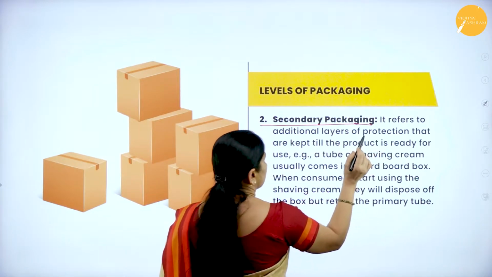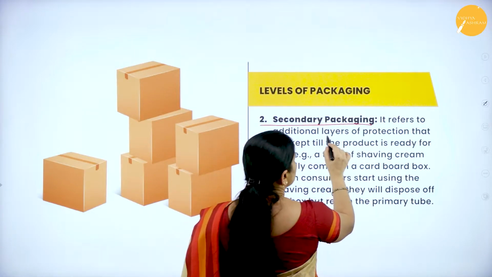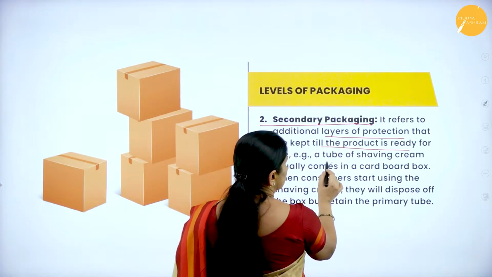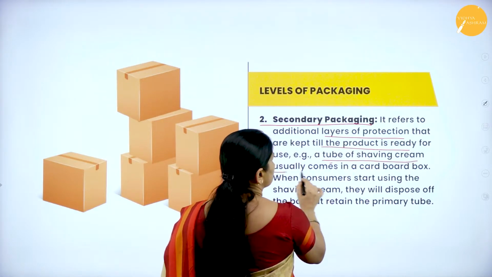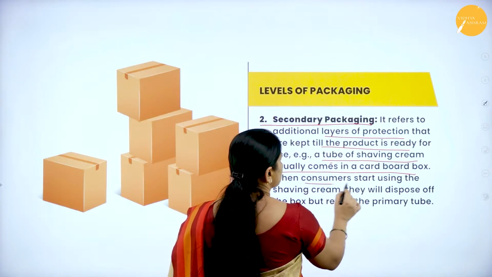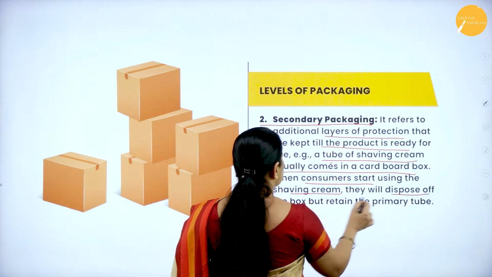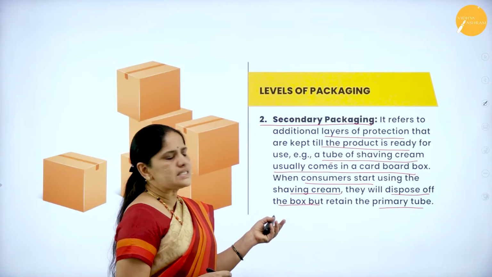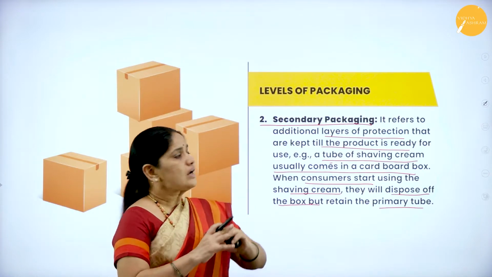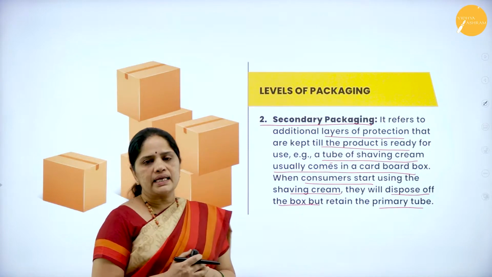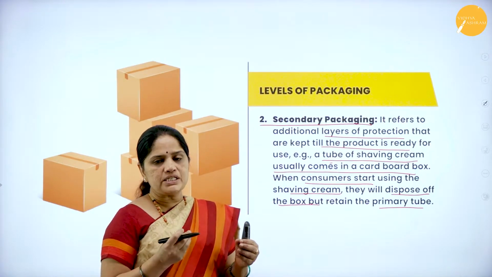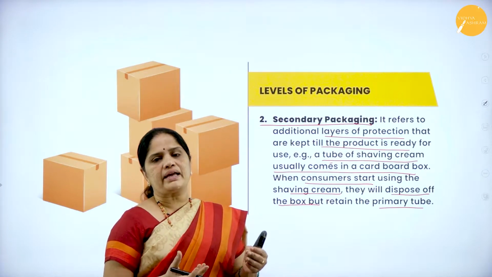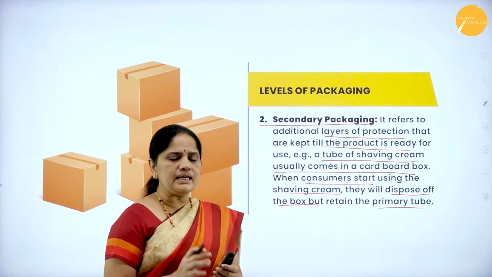What is this secondary package? It refers to the additional layers of protection that are kept till the product is ready for use. For example, a tube of shaving cream usually comes in a cardboard box. When the consumers start using the shaving cream, they will dispose of the box but retain the primary tube. Through this example, I hope you are able to understand what the secondary packaging is. In the case of toothpaste, the tube will be in a cardboard box. That cardboard box is the secondary package, whereas the tube is the primary package.